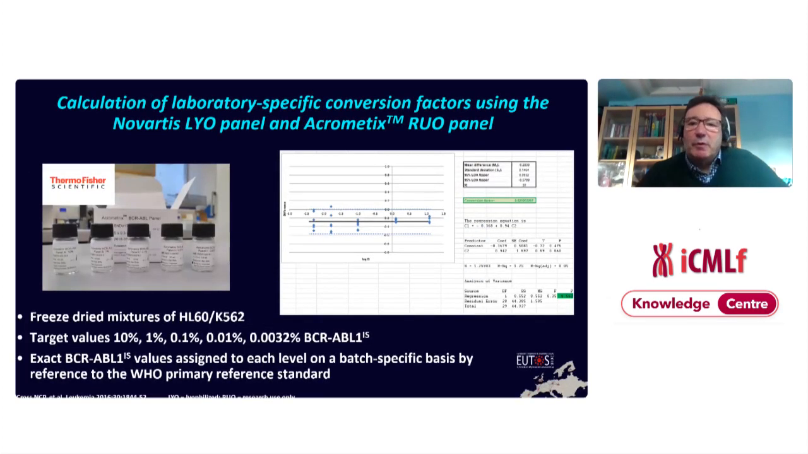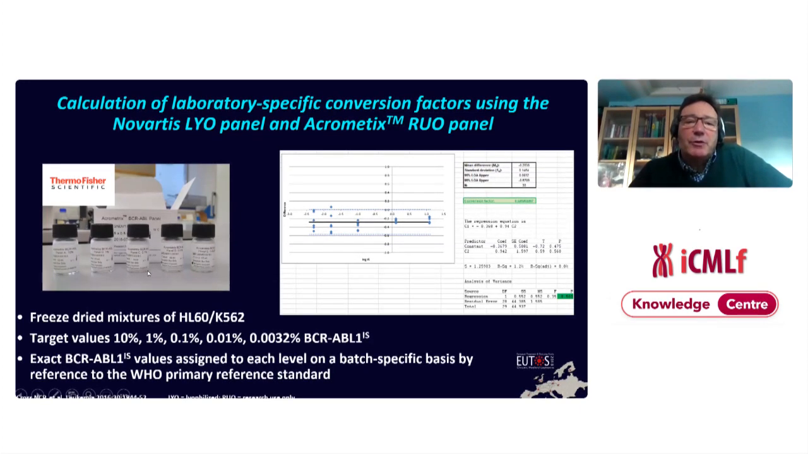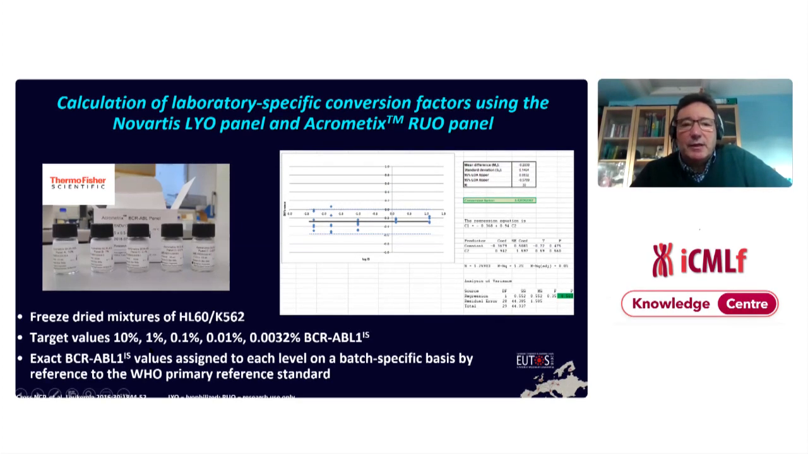This shows some of the work we've been doing in the UTOS group, using these secondary agents, these freeze-dried mixtures of K562, which is a source of BCR-ABL, in HL60. These are available commercially. This was a project sponsored by Novartis, and basically it mimics the WHO primary standards. You have target values or levels of disease which approximate to these levels. The exact levels are defined for each batch by reference to the WHO primary standard. And you can use these to measure.